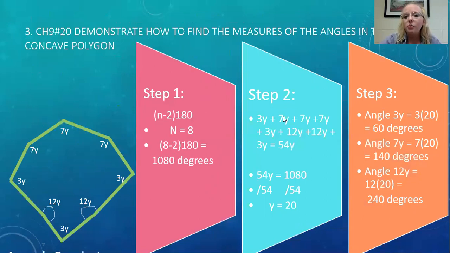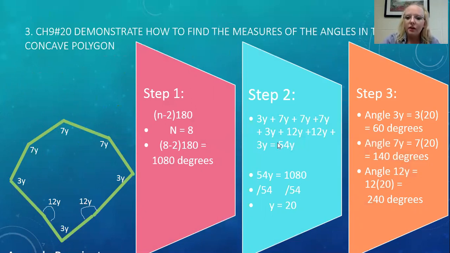Next, we're going to do step 2. For this problem, we're going to have to add up all these angle numbers with the value with y. So 3y plus 7y plus 7y plus 7y plus 3y plus 12y plus 12y plus 3y. We're going to add those all up together in the box of step 2, which shows that it equals 54y.